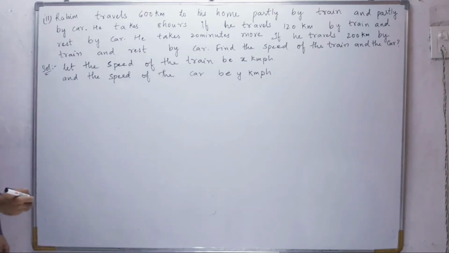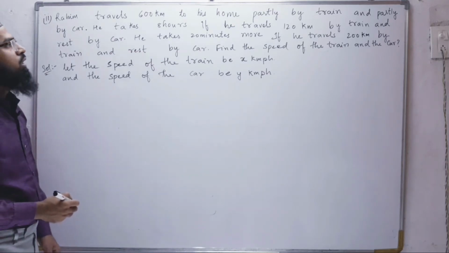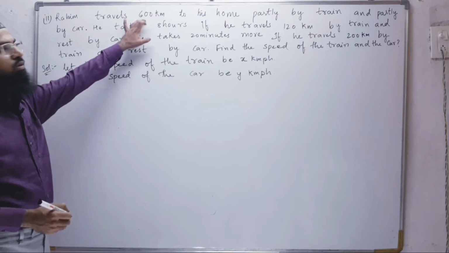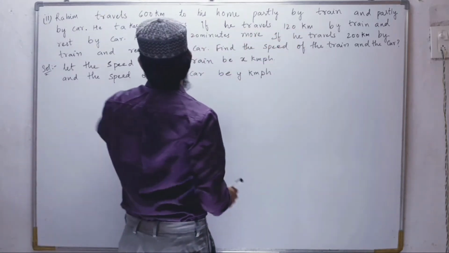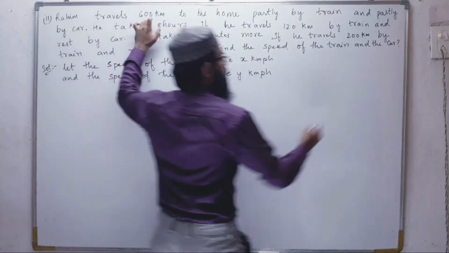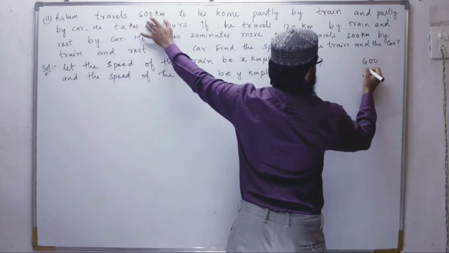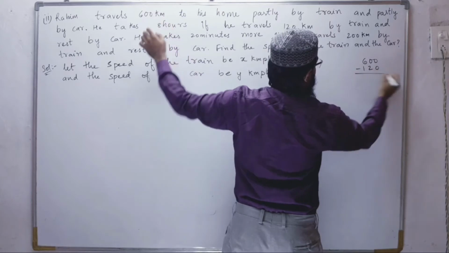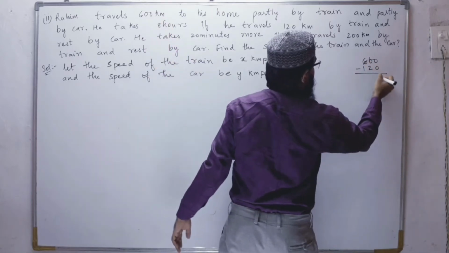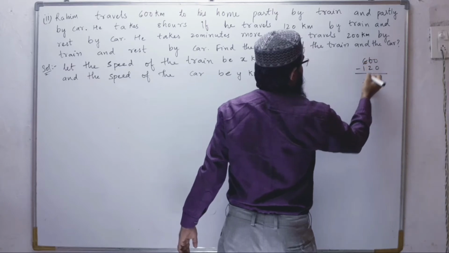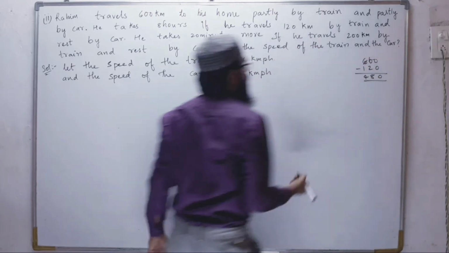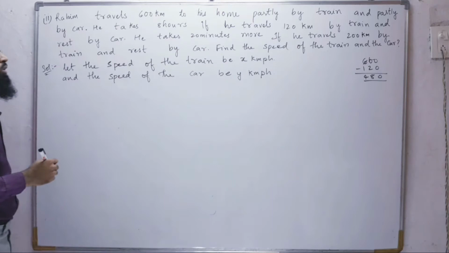Next, according to the problem, the total is 600 km. So 120 km by train. So what is the rest? We have to find 600 km minus 120. 0 minus 0 is 0, 10 minus 2 is 8, 5 minus 1 is 4. So 480 km by car.